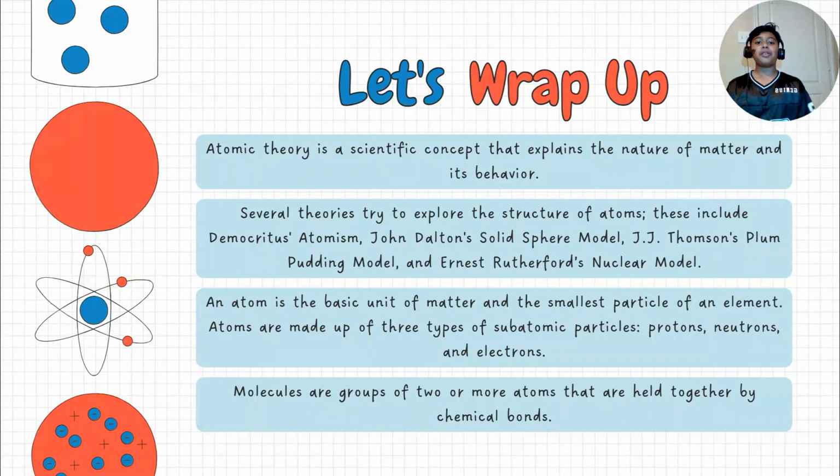Let's wrap up our lesson for today. Atomic theory is a scientific concept that explains the nature of matter and its behavior. Several theories try to explore the structure of atoms. These include Democritus's atomism, John Dalton's solid sphere model, J.J. Thomson's plum pudding model, and Ernest Rutherford's nuclear model. An atom is the basic unit of matter and the smallest particle of an element. Atoms are made of these three types of subatomic particles: protons, neutrons, and electrons. And finally, molecules are groups of two or more atoms that are held together by chemical bonds.